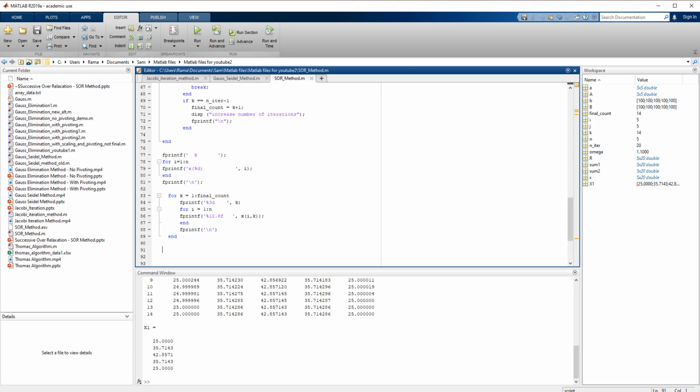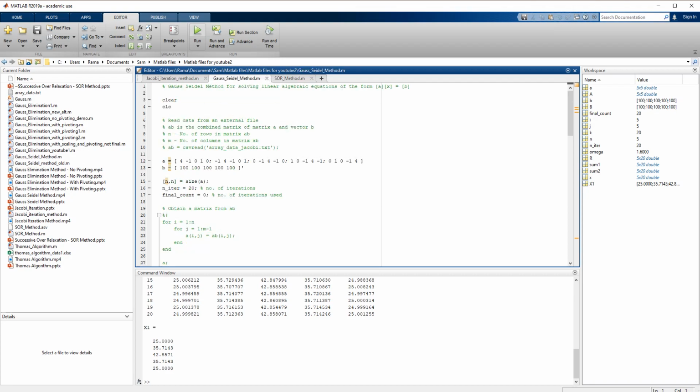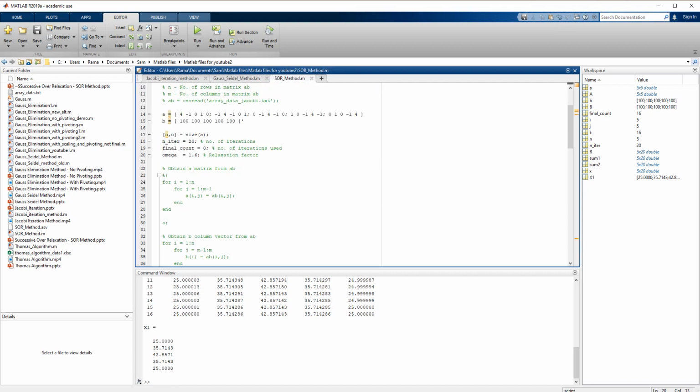Now let us see what happens if we change the relaxation factor from 1.1. So let's go 1.6, for example. And in this case, the number of iterations has become 20. It is even worse: the number of iterations is more than what we had for the Gauss-Seidel method. For Gauss-Seidel, I believe we had 16. And with this SOR method with a poor relaxation factor, we got the number of iterations to be 20.